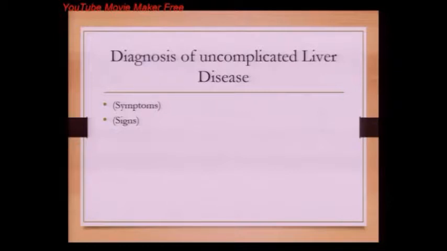There are some signs in the body. Somebody says, I have abdominal pain. All right, there's a starting point, but it could be 100 things. But if somebody has jaundice, there's a problem in the biliary system, so it's quite specific.